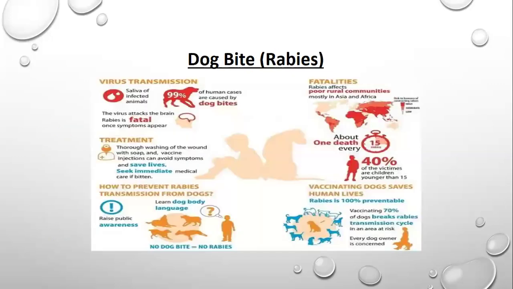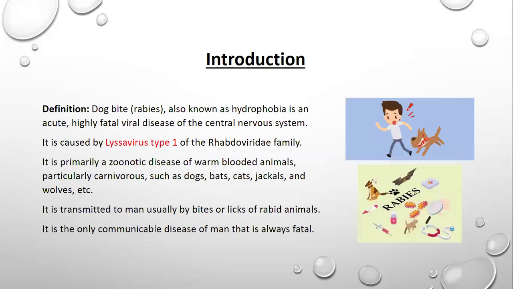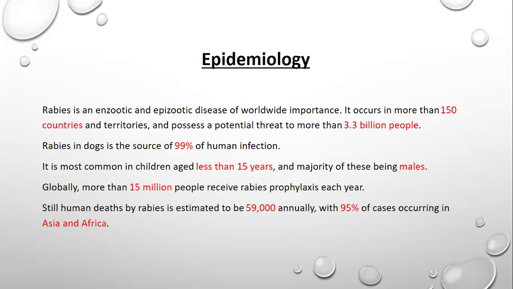This is an overview of rabies. Introduction. Dog bite or rabies, also known as hydrophobia, is an acute, highly fatal viral disease of the central nervous system. It is caused by Lyssavirus type 1 of the Rhabdoviridae family. It is primarily a zoonotic disease of warm-blooded animals, particularly carnivores, such as dogs, bats, cats, jackals, wolves, etc. It is transmitted to man usually by bites or licks of rabid animals. It is the only communicable disease of man that is always fatal.